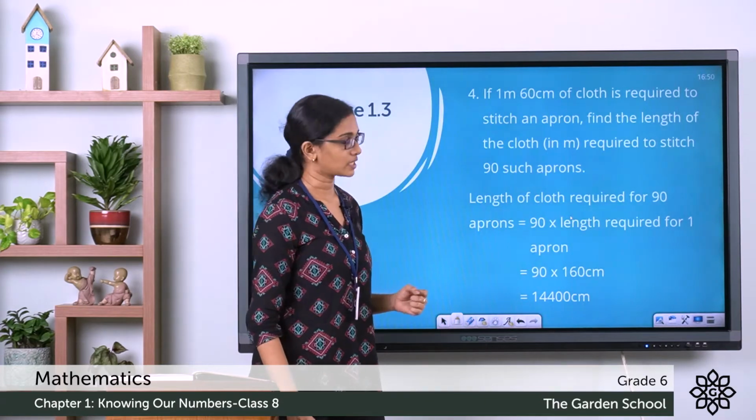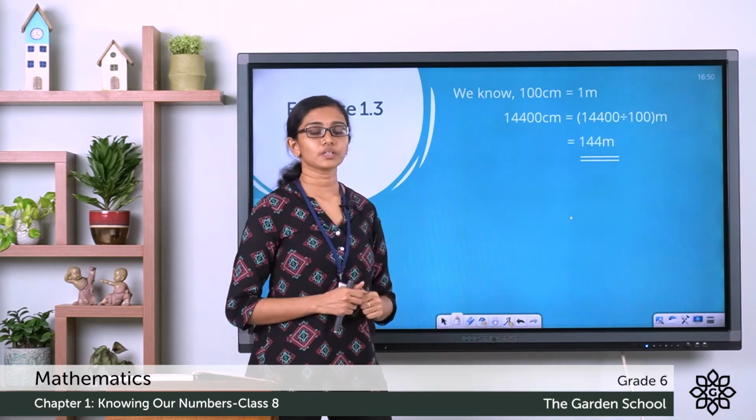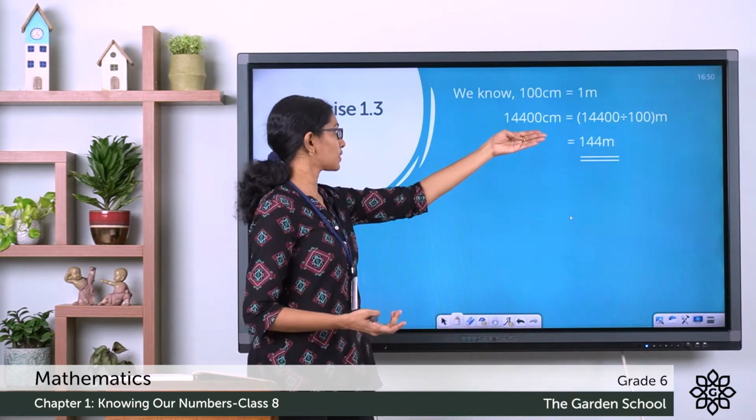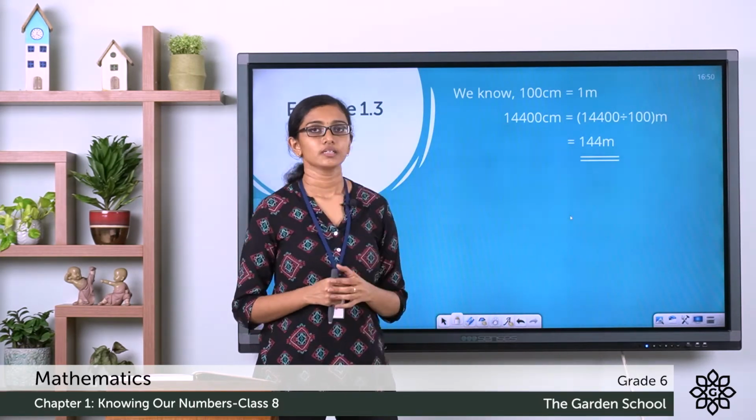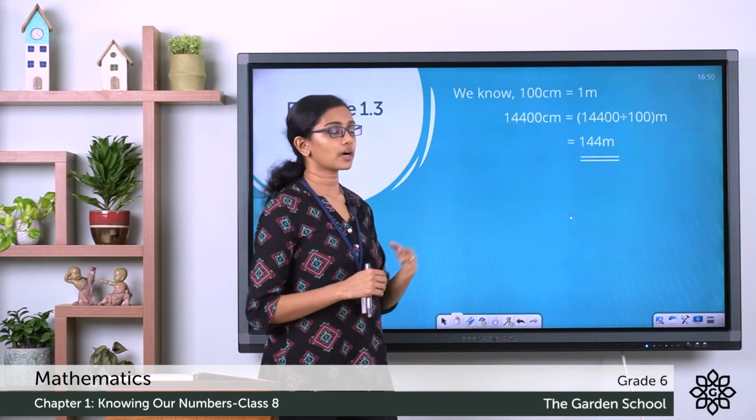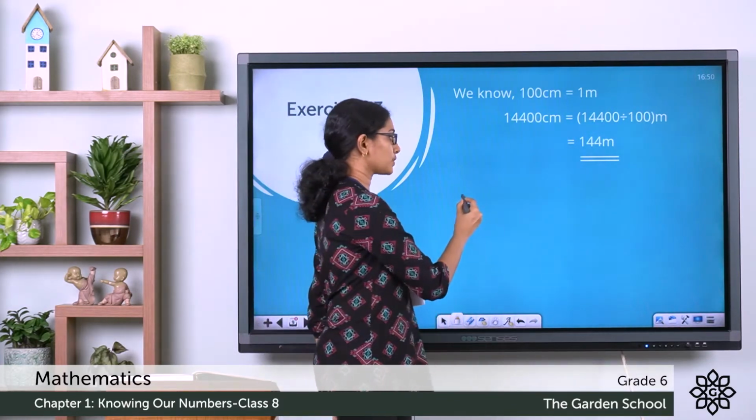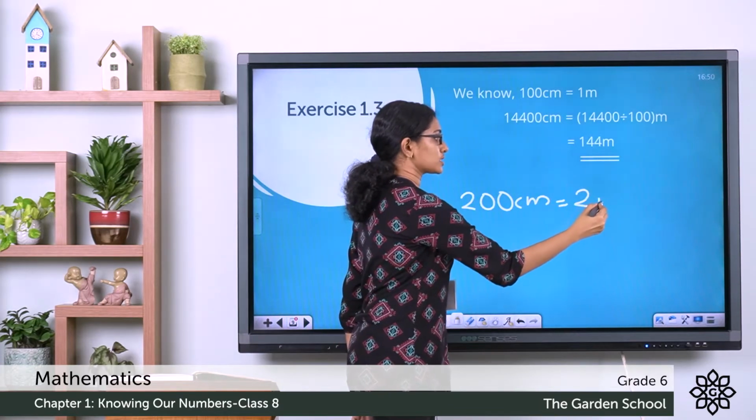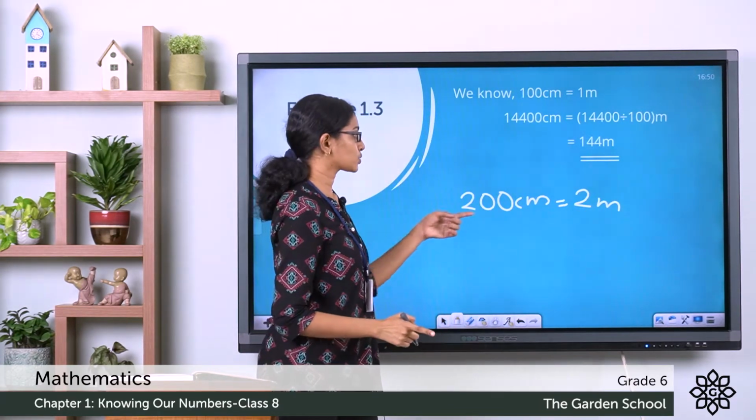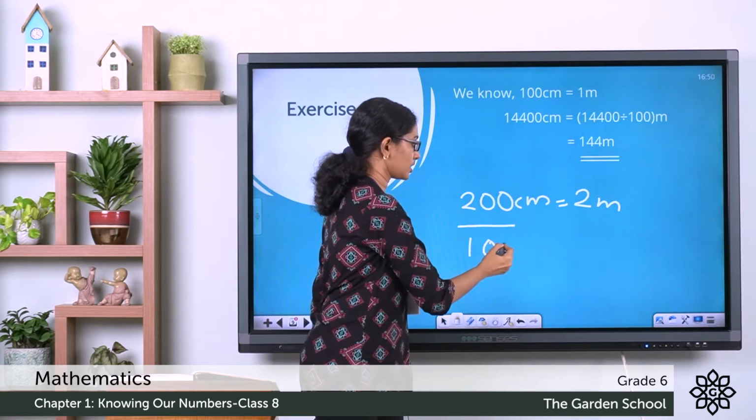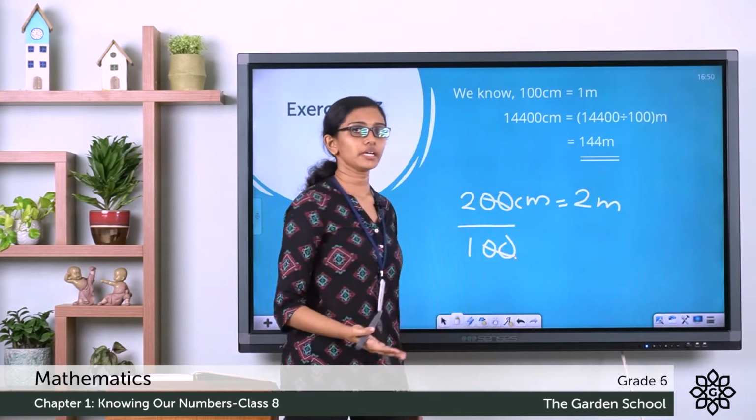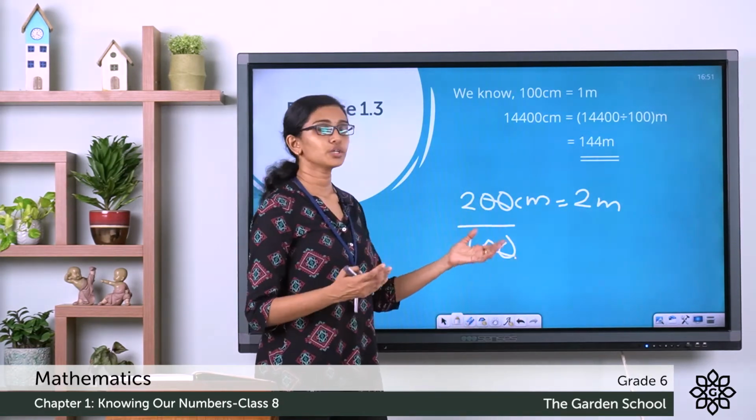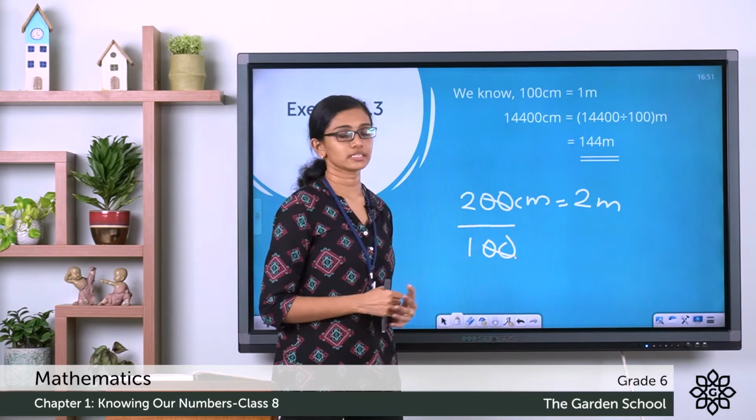How do we do the conversion? We know 100 centimeters is equal to 1 meter. So, for every 100 centimeters, you have to count 1 meter. See, if 100 centimeter is equal to 1 meter, what is 200 centimeter, it will be 2 meters. You can divide this 200 by 100 to get this 2 meter, right? So if you divide the measurement in centimeters by 100, you will get the equivalent in meters.